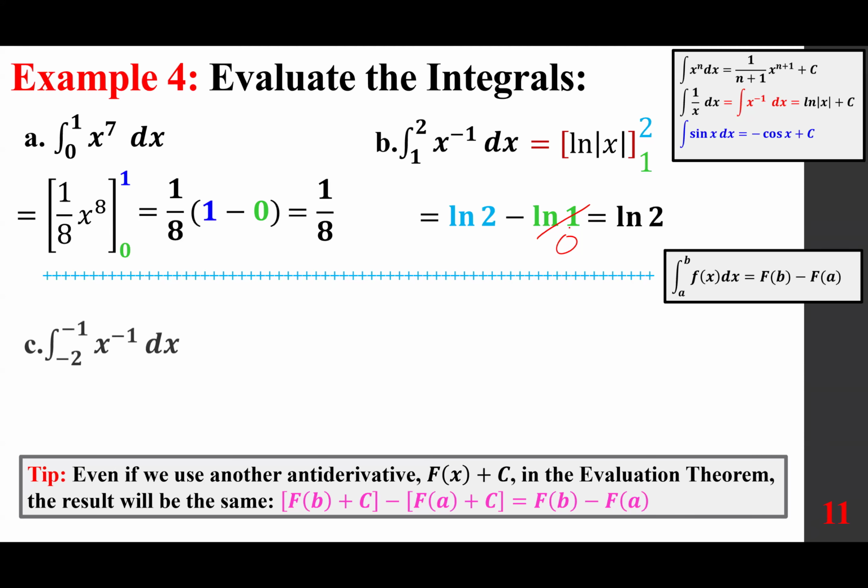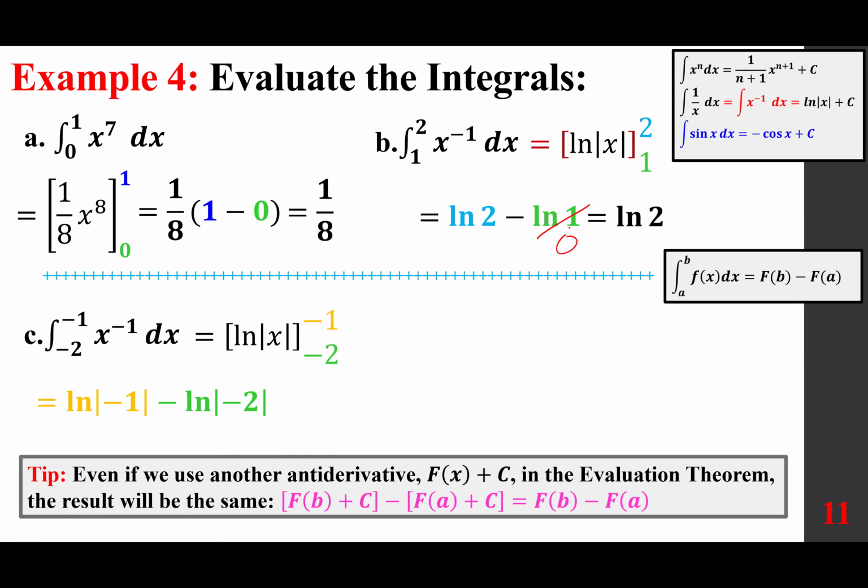I'm going to repeat the question with different limits. And I'm going to write it again. Natural log of absolute value of x from negative 2 to negative 1. The difference is limits, even if one of them is negative, you have to keep the absolute value because ln of a negative number is undefined. It means nothing. So you have to keep it an absolute value.